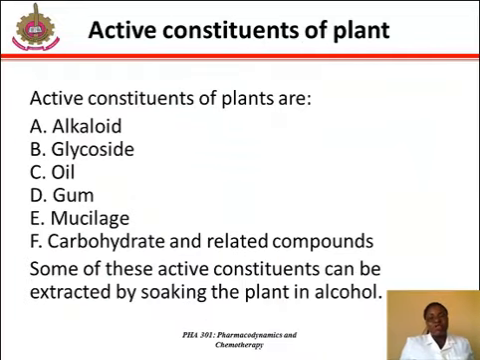What are the active constituents of plants? The active constituents of plants are alkaloid, glycoside, oil, gum, mucilage, carbohydrates, and other related compounds. Some of these active compounds can be extracted by soaking the plant in alcohol. And the purpose of extracting these active constituents is to identify the active constituents, to analyze the pharmacodynamic and pharmacokinetic properties of this active constituent, and to ensure a precise and constant dosage in the therapeutic use of chemically pure constituents. Then to know the possibility of the chemical synthesis.